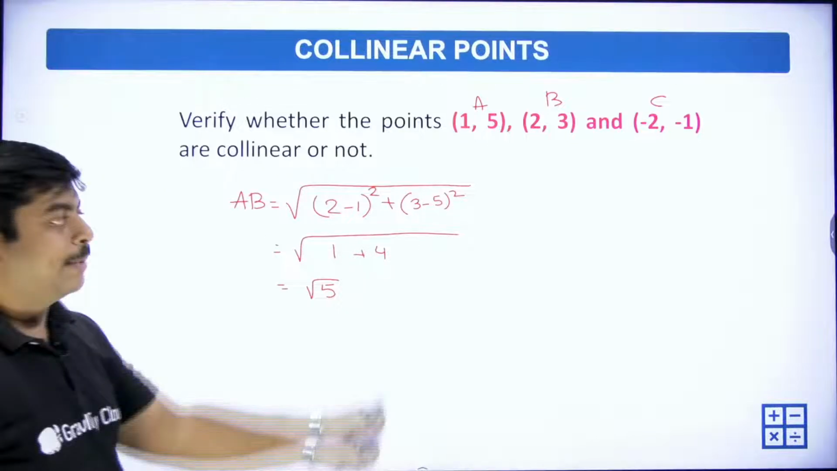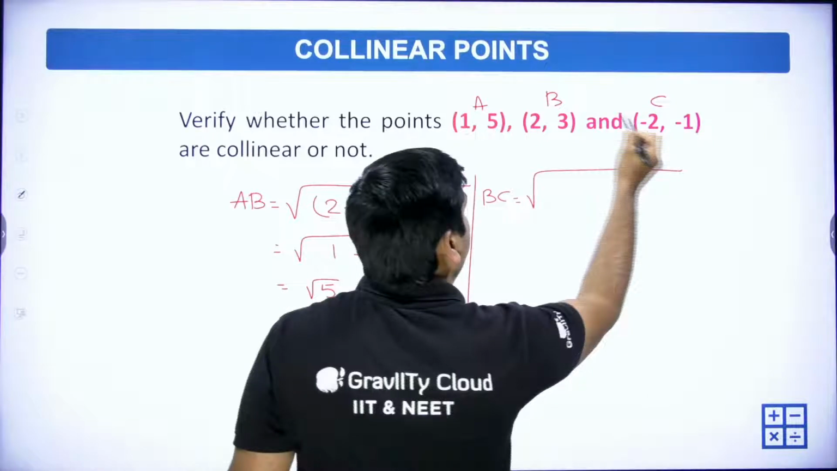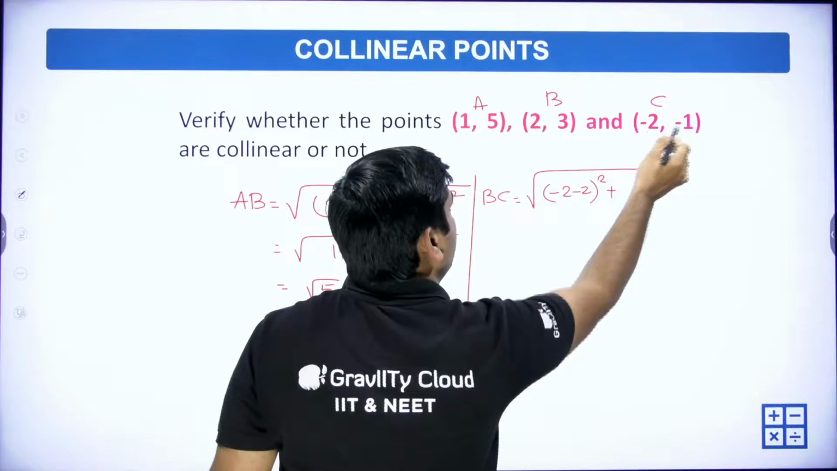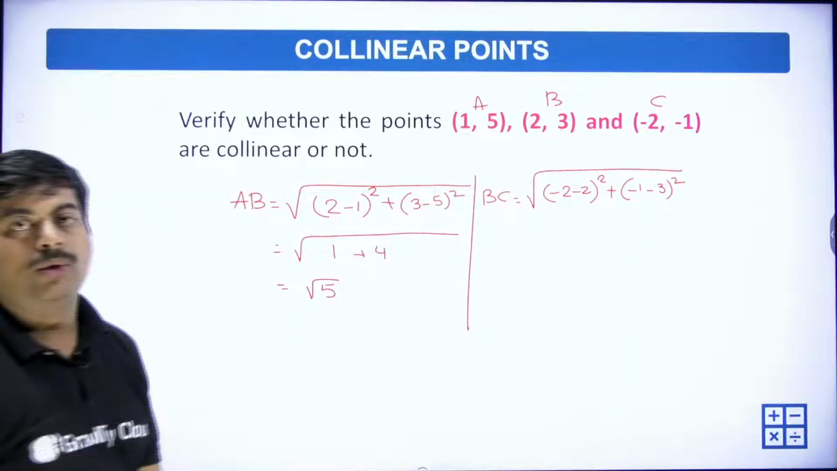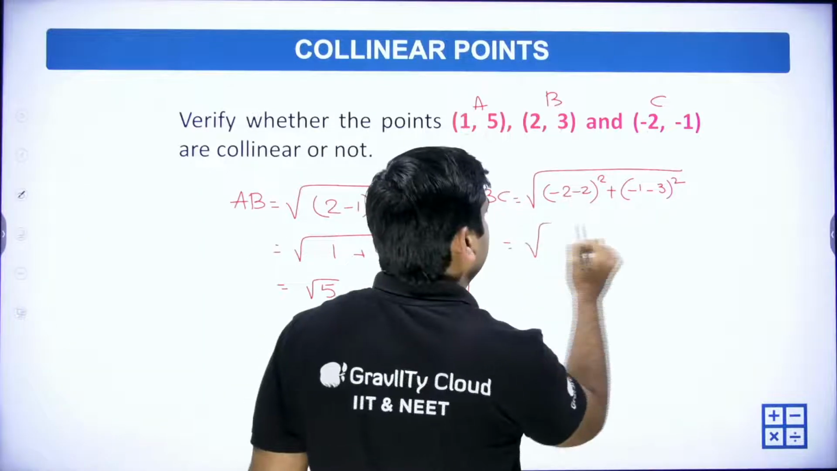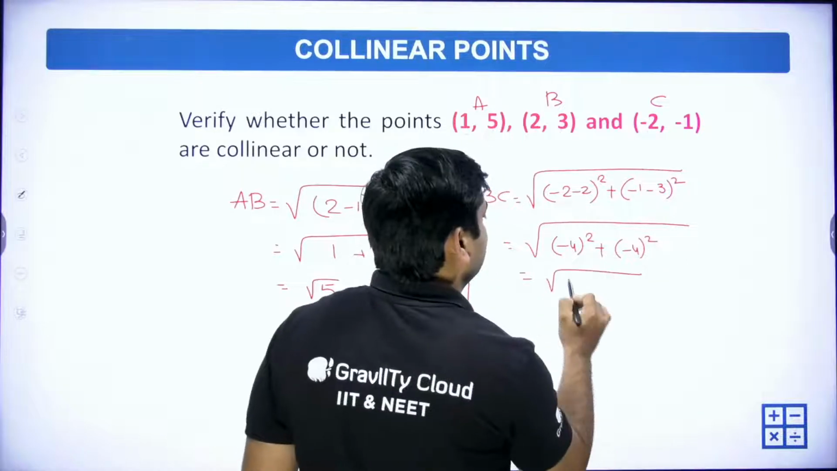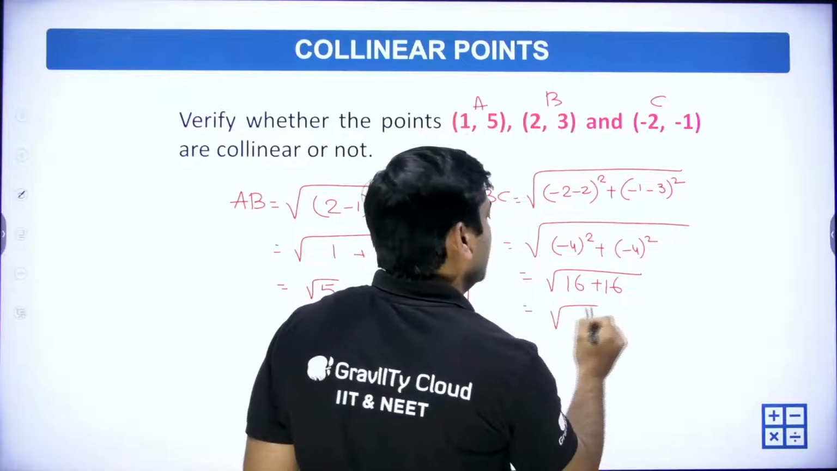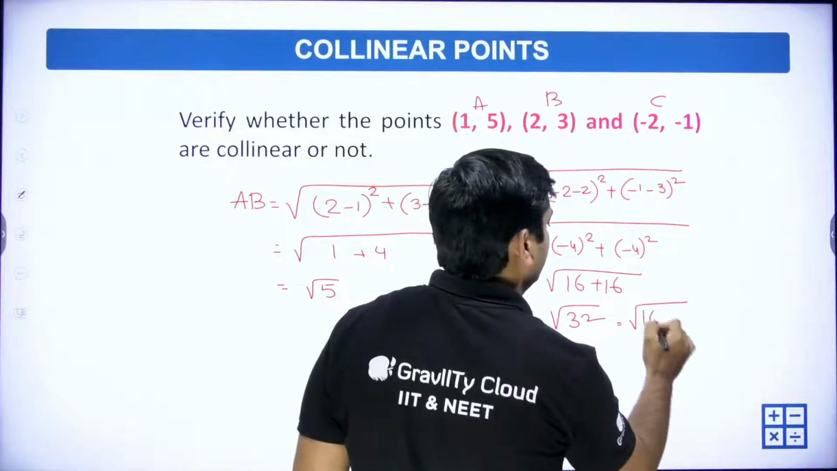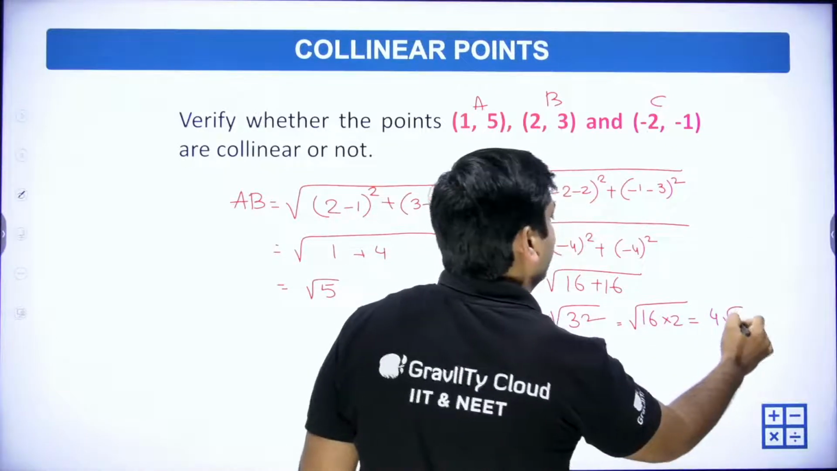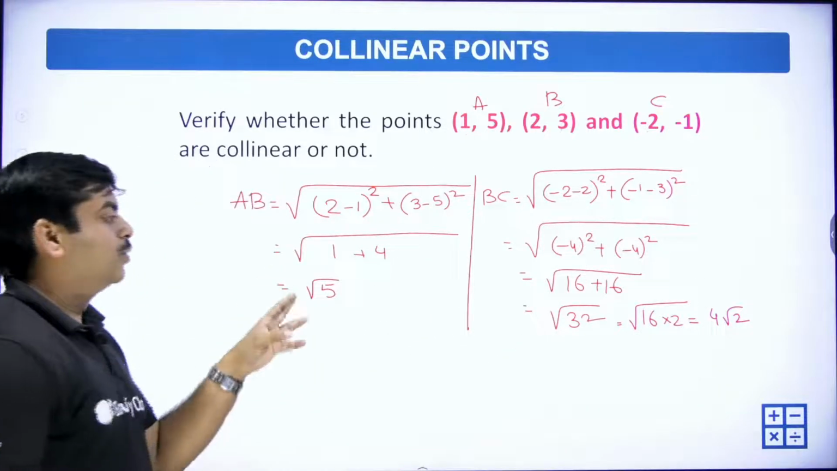That is AB. Let's try to find BC. BC is equal to root over (-2 minus 2) whole square plus (-1 minus 3) whole square. Minus 2 minus 2 is minus 4, whole square is 16, plus again minus 4 whole square, 16. So that is 16 plus 16, that is 32. We can leave it as it is, or write it as root over 16 into 2. Root 16 is 4, so we can write that as 4 root 2. Right, this is root 5, that is 4 root 2.